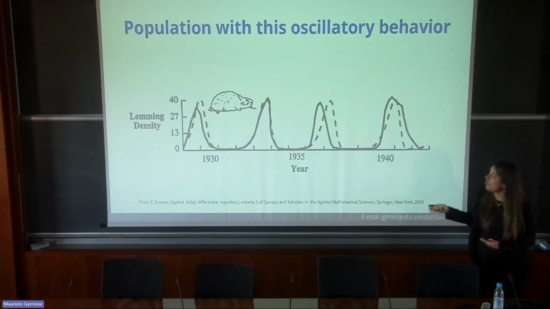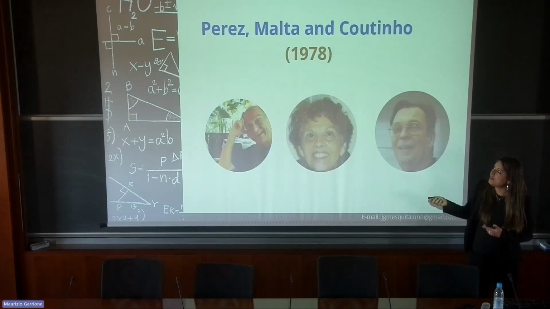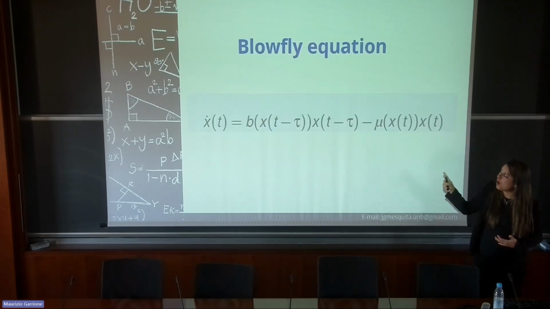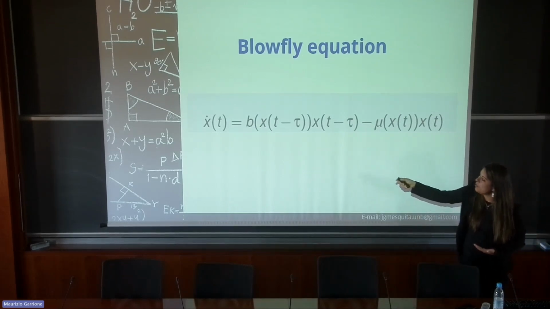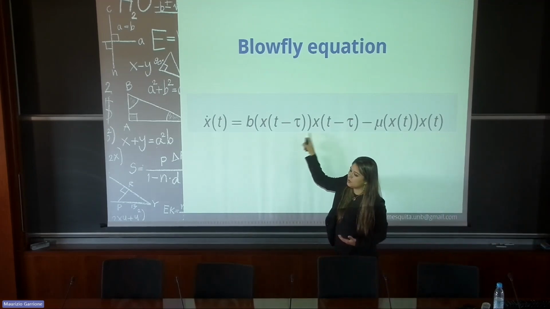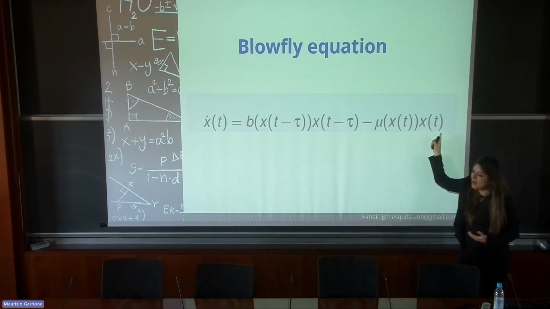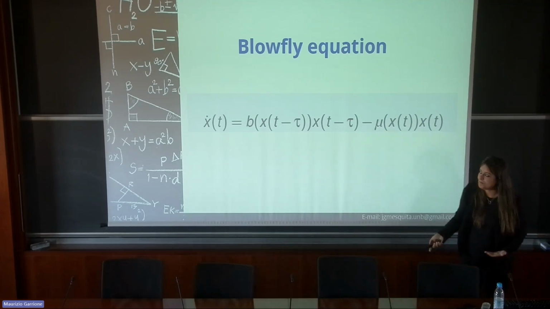But then Nixon realized that, and also these three researchers, Paris, Malt, and Coutinho, they realized that the model was not so good, doing some experiments with a blowfly. So they started to do some experiments with a blowfly population, and they realized that something was wrong in the model. Then they brought this model that is very well known as the blowfly equation. And here we have this delay in the positive part, and now in the negative part, we do not have the delay.